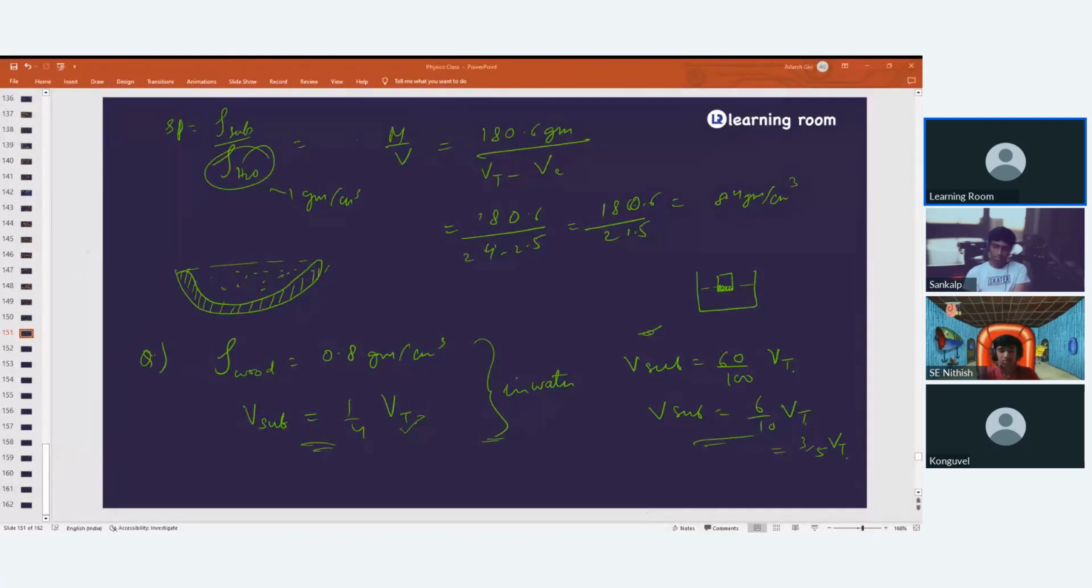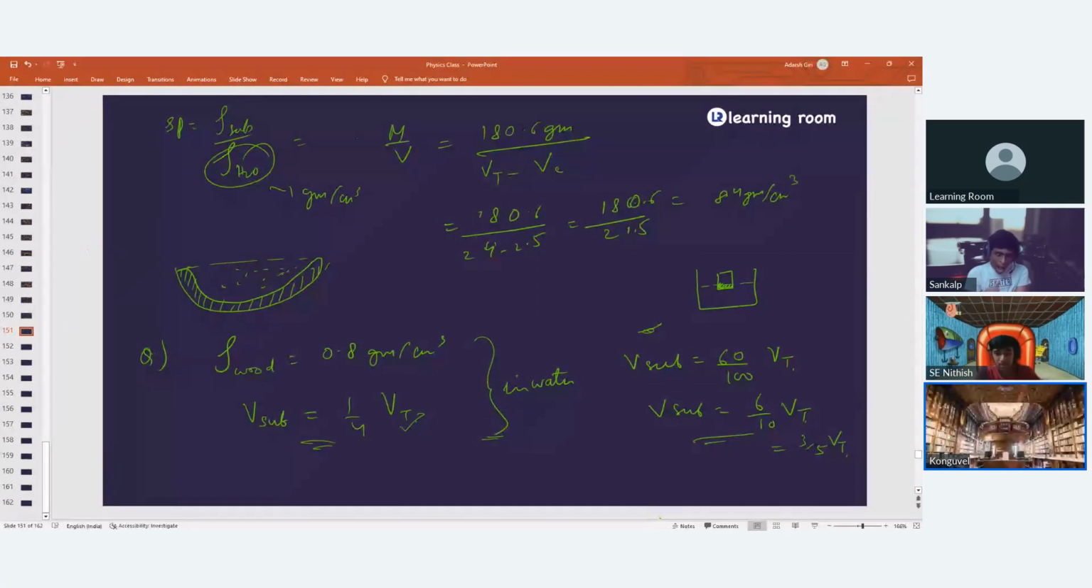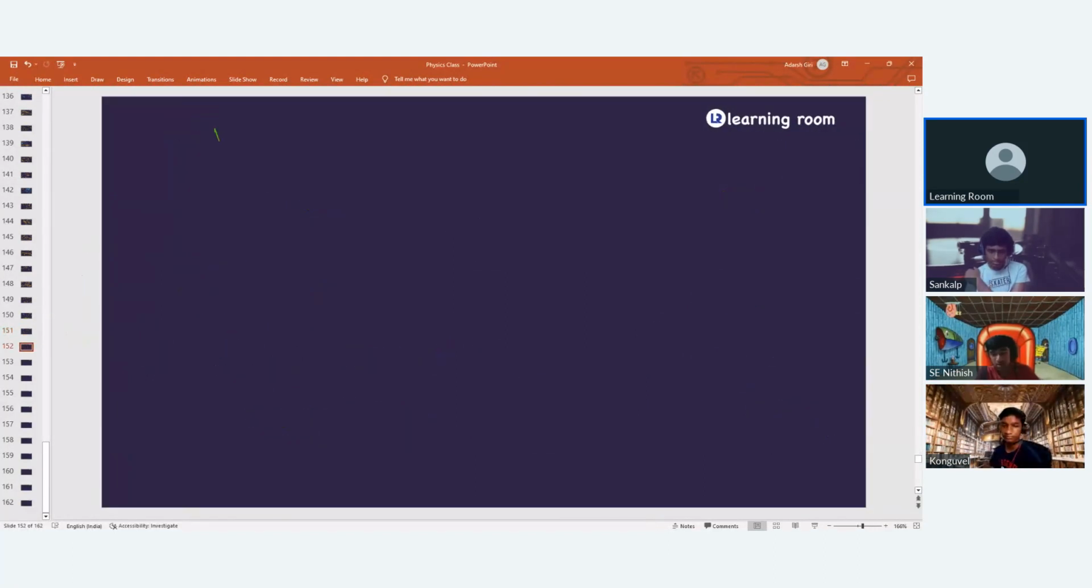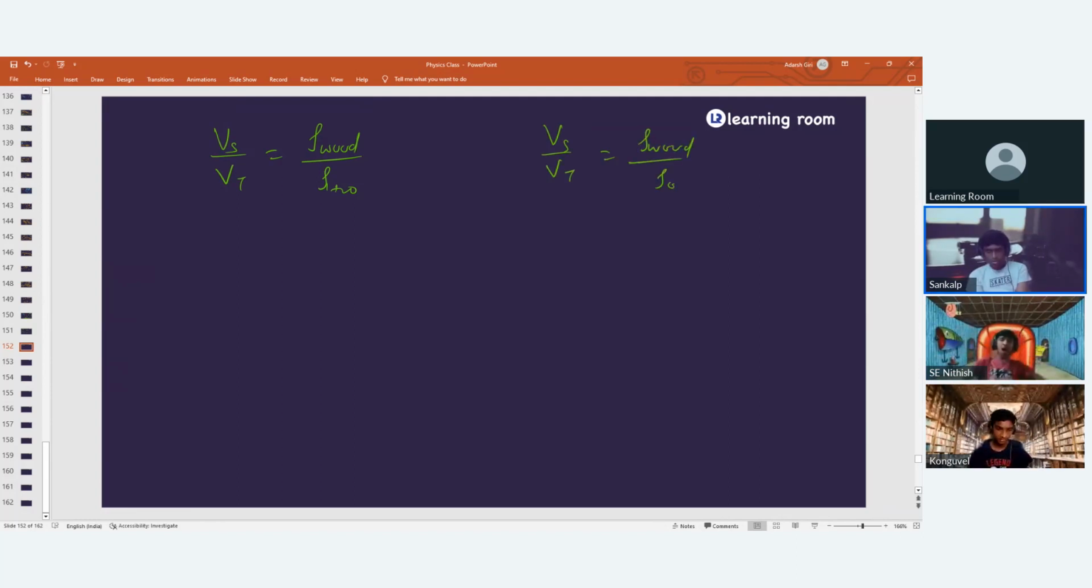The density of wood is what we have to find. In the first case, we find the ratio of volume of submerged by volume total, that is rho of wood by rho of liquid. Agree? In the second case, volume of submerged by volume total is rho of wood by rho of oil. Here, volume of submerged is 1/4 VT by VT, which equals rho of wood by rho of the liquid.